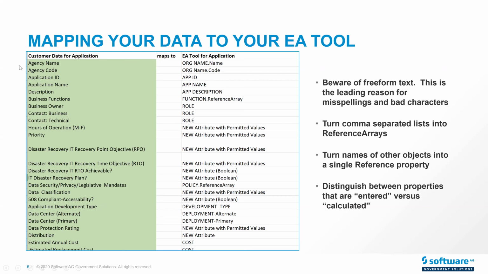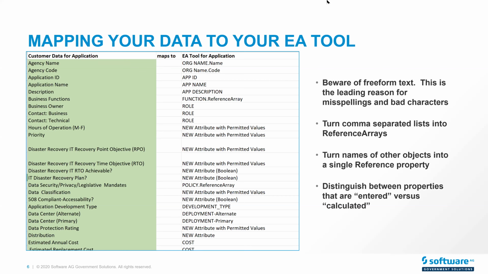And they'll ask, well, how does it map to your EA tool? And I'll spend some time and I'll say, what I notice is that your agency name corresponds to our organization object. It has a name and it also has a code. But one thing is for sure: most of the time that I get data from an opportunity, there are a couple of gotchas that I need to be concerned about.